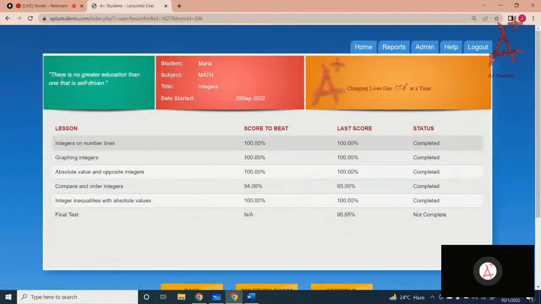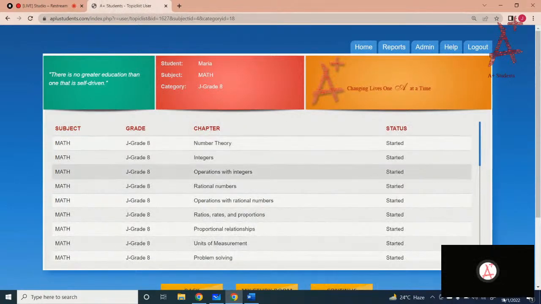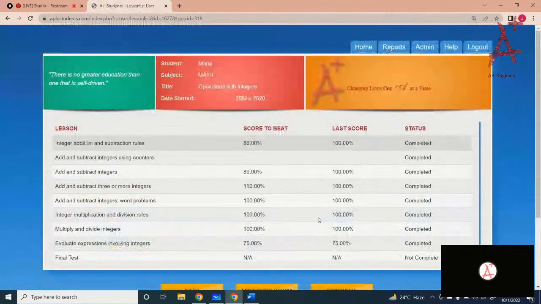So we are moving to the next chapter. Just click on the back button. The next chapter is operations with integers. Got it. Let's start with chapter 3, that is operations with integers. So we have to start with integer addition and subtraction rules.